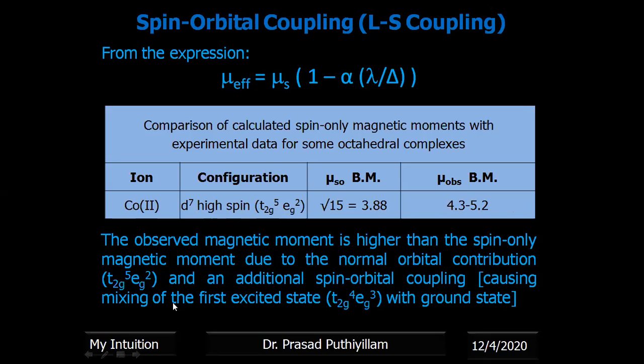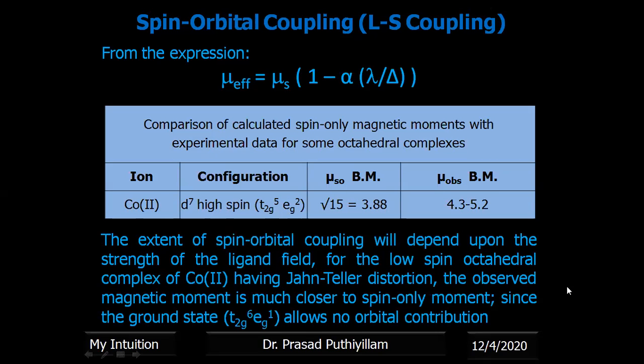That is caused because of the mixing of the first excited state. Okay, from t2g5 eg2, the first excited state we write is t2g4 eg3. This one contributes along with that of t2g5 eg2, and that mixing of orbitals creates the higher observed magnetic moment. The extent of spin orbital coupling will depend upon the strength of the ligand field. Okay, it also depends upon the nature of the ligand, weak field ligand or strong field ligand.